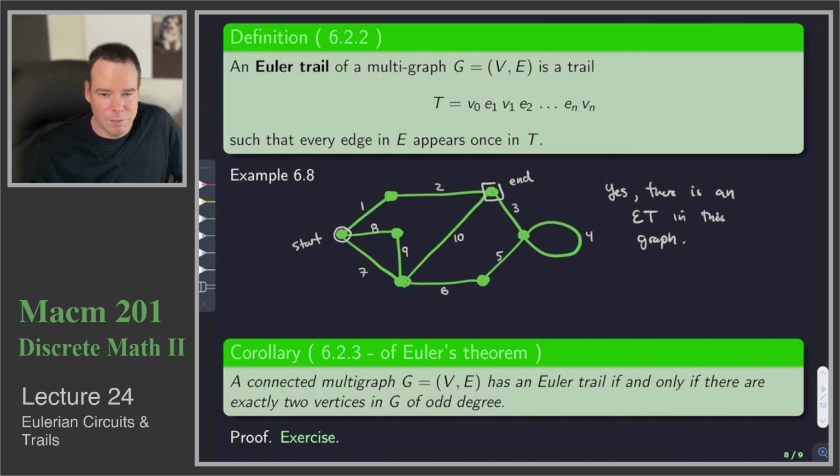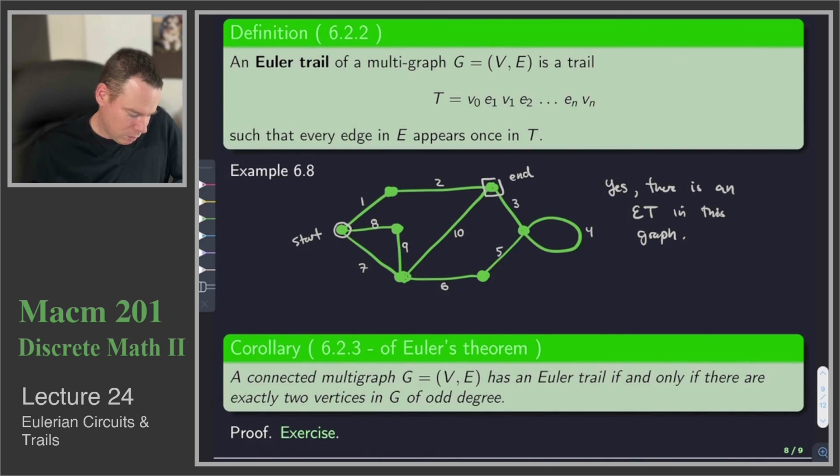So this tells me that if I have a hope of finding an Euler trail, there's got to be 2 vertices of odd degree. Everything else has to be even. And that's our corollary listed down below. Corollary 6.2.3. A connected multigraph has an Euler trail if and only if there are exactly 2 vertices of odd degree. And we'd have to start at one and end at the other.